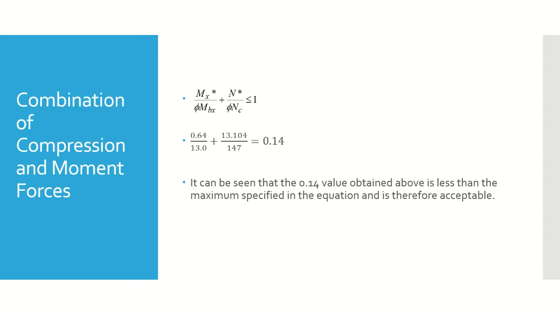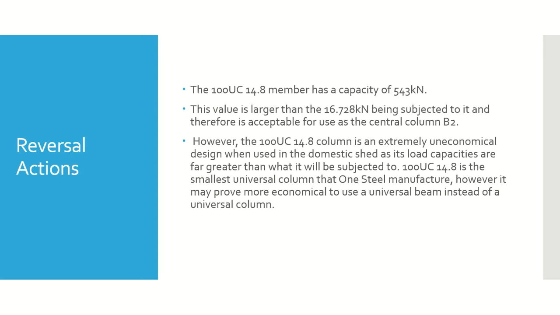The capacity of the 100 UC 14.8 member has been checked for its compression and moment performance separately. However, the member must also be assessed for its capacity to handle both of these loads together. The final column design step is to check if the 100 UC 14.8 member is capable of supporting the tensile forces it may be subjected to. Although this member is capable, it is extremely uneconomical as its capacity is substantially larger than what is required for the shed. Hence, a universal beam should be used instead of a universal column, as this will allow for a smaller section size.